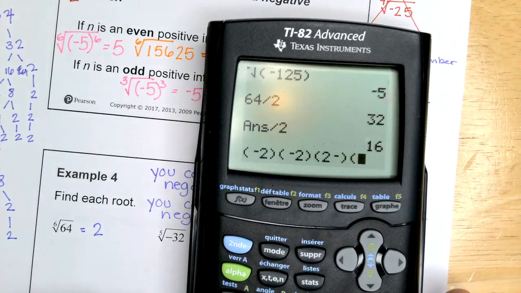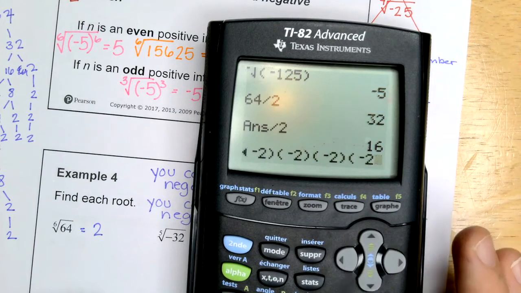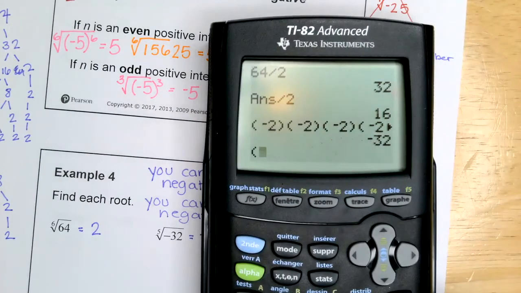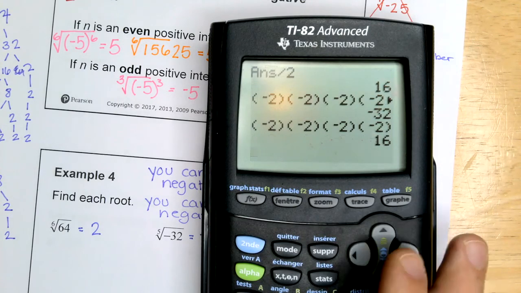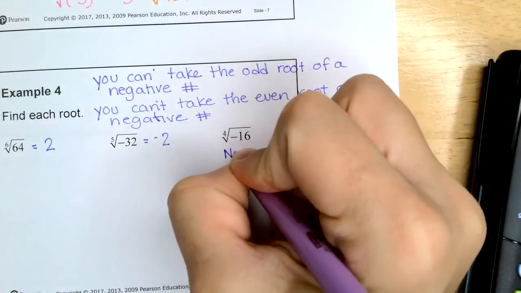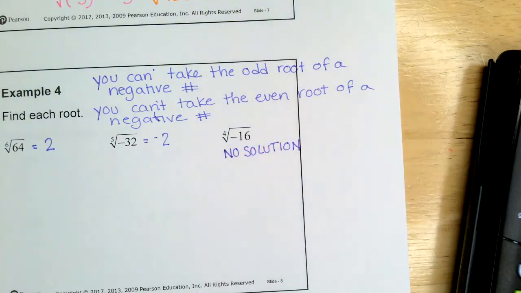1, 2, 3, 4, 5. But here, if I wanted negative 16, can I do negative 2 4 times? No, it's positive 16. That's why you cannot take the even root of a negative number. So this is no solution. There is no number you can multiply an even number of times and get a negative number. Okay.